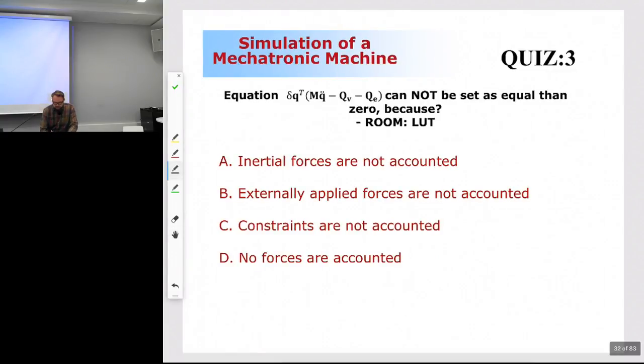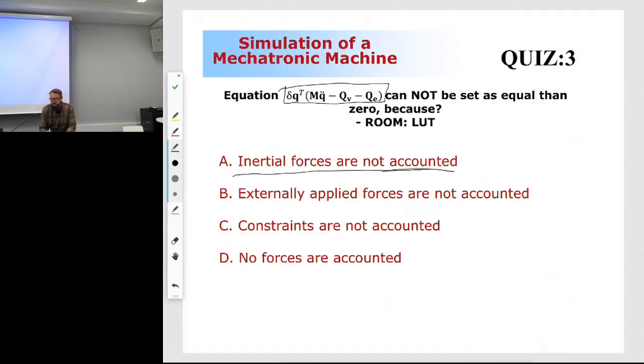Equation here cannot be set equal to 0 because... and there are 4 choices. Inertial forces are not accounted. Listen to me. I'm explaining something that is extremely theoretical, very complicated and painful. Yet, I'm asking a question related to that because I'm hoping you're listening to me. This is what I'm really hoping.